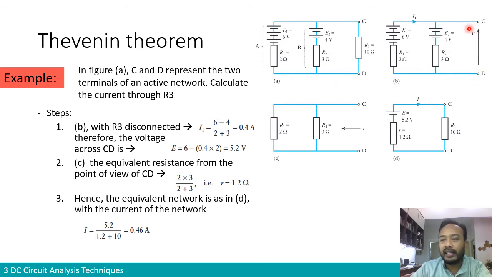So you disconnect the load R3 to calculate the voltage across CD, and then once you have that voltage, you have to calculate the internal resistor. To calculate the internal resistor, you have to neglect or eliminate the voltage sources E1 and E2. If it is a voltage source and you neglect it, it becomes 0 volts, a short circuit.